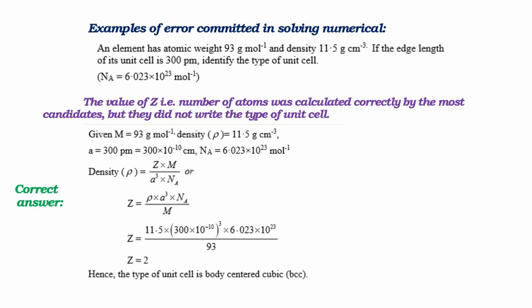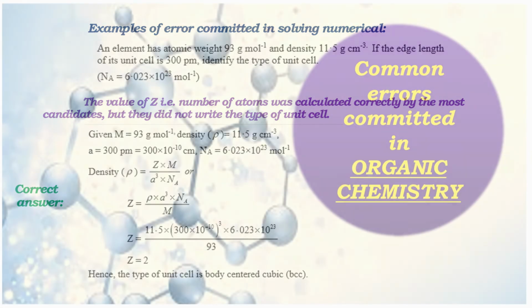In this question, to identify the type of unit cell if the edge length, density and atomic weight are given, the value of Z, that is the number of atoms, was calculated correctly by most of the students, but they did not write the type of the unit cell.